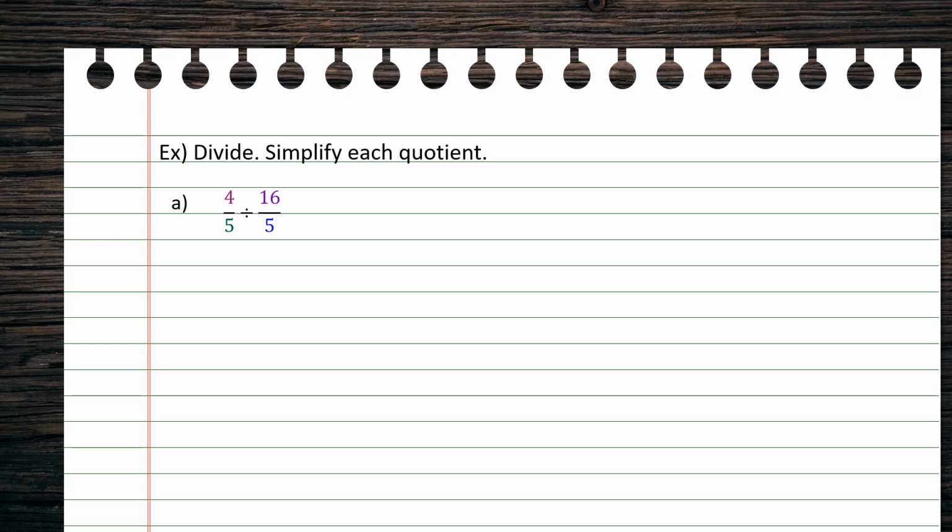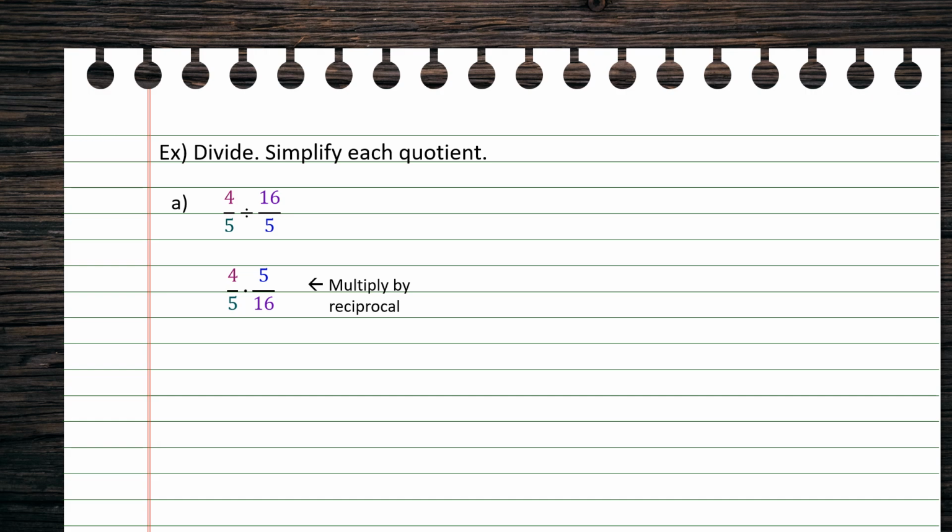The directions state to divide, simplify each quotient. For problem A, we have 4/5 divided by 16/5. Now recall, we're being asked to divide two fractions, and to divide two fractions, we must multiply by the reciprocal. So we rewrite the problem, and now it states 4/5 times 5/16.